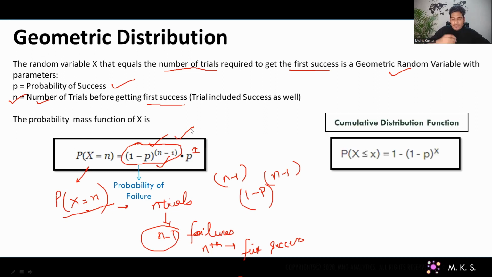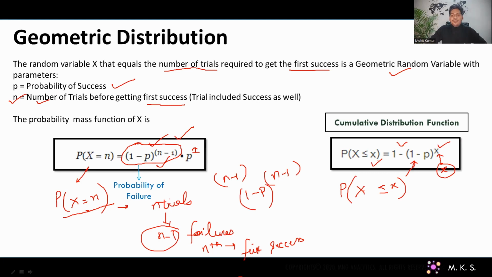Now, if we talk about the cumulative distribution function, in this we model the probability of x less than or equal to a particular value, right? And that we can write in the form of 1 minus (1 minus p) raised to power x, where x is your total number of trials you need to perform to get your first success, right? I hope this is clear, guys. Probability mass function and cumulative distribution function.